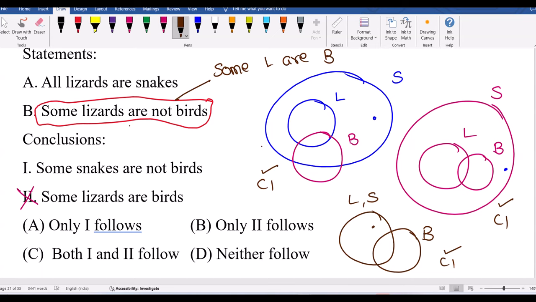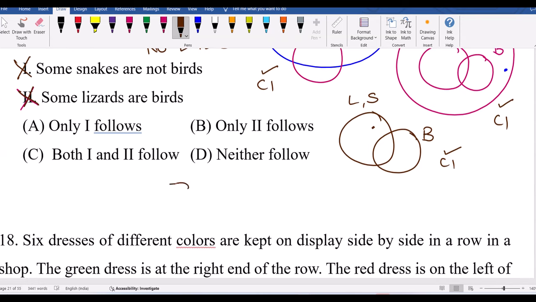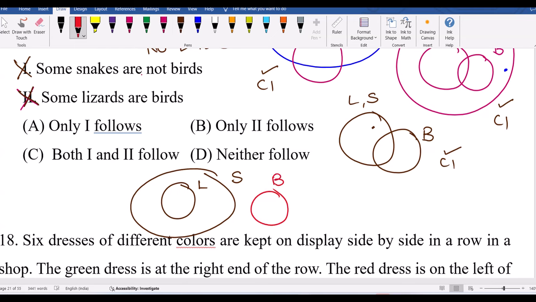In the statement, some lizards are not birds means I can also go with no lizard is bird. If I draw like that, then both will be out. I can consider no lizard is bird also. Then if no lizard is bird, the second statement is directly wrong. Here they said some lizards are birds, it's not always true. Now if I go with that diagram, all lizards are snakes, no lizard is bird. Then some snakes are not birds? All snakes are not birds here.